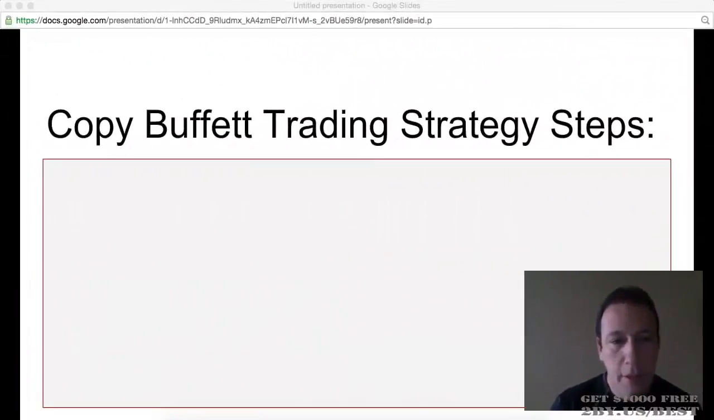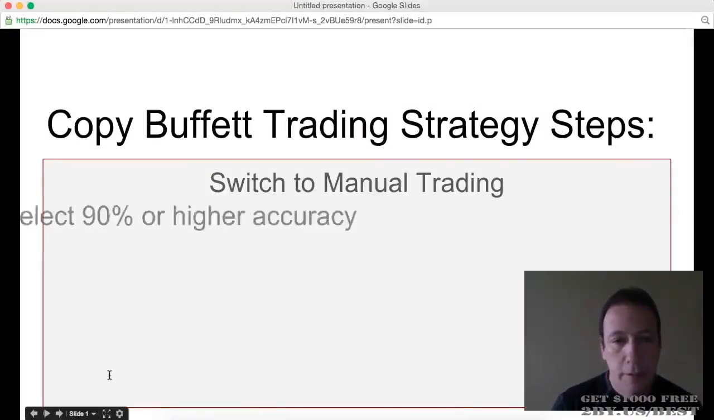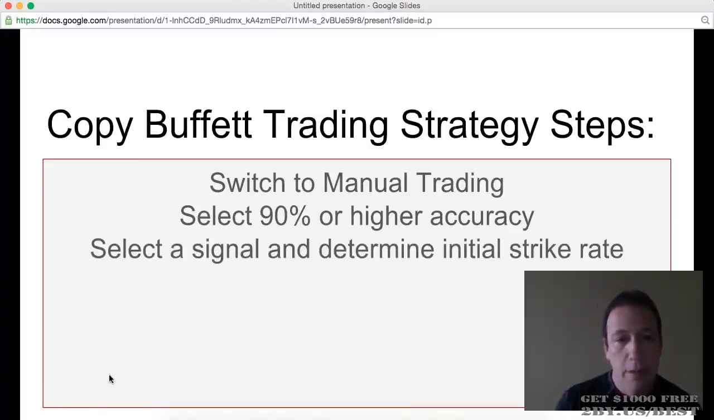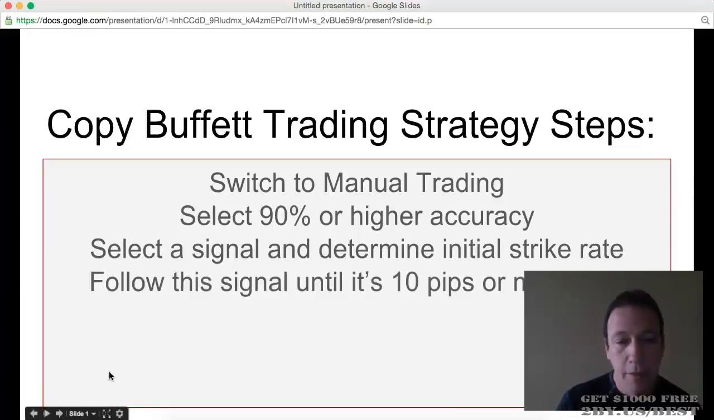Okay, so here are our Copy Buffett trading strategy steps in review. First, we switch to the manual trading feature. Then you're going to select a 90% or higher accuracy rate. Select a signal from the assets that are listed on the Copy Buffett software. Determine the initial strike rate. Then we follow this signal until it's at least 10 pips or more in the money.